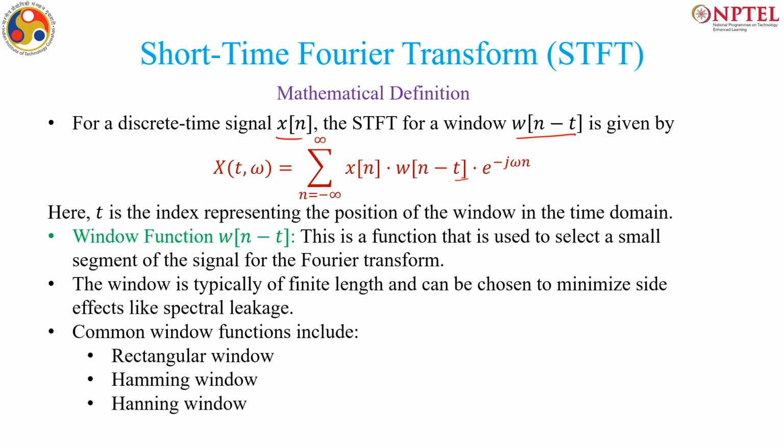But the problem with the rectangular window is that there will be sudden changes in the signal values from a finite value to a sudden 0 value. The rectangular window is easier to use or understand, but it will cause a lot of spectral leakage. There are other windows like Hamming window, Hanning window, Bartlett window, Gaussian window, a lot of windows are there.